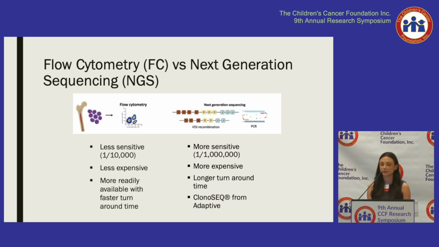Next generation sequencing is a technique where we're able to look at specific DNA changes in a patient's leukemia and then track those changes over time. This is more sensitive. For every 1,000,000 cells, we're able to detect down to 1 leukemia cell. This is more expensive though and does have a longer turnaround time, as there is a company called Adaptive who runs the specific test called clonoSEQ, and these samples are sent out to be run there.